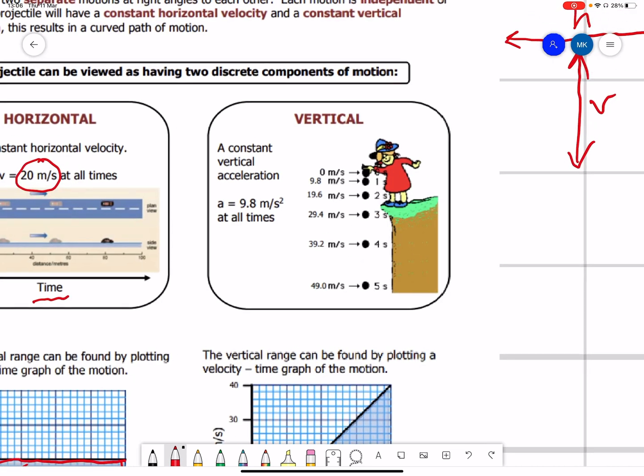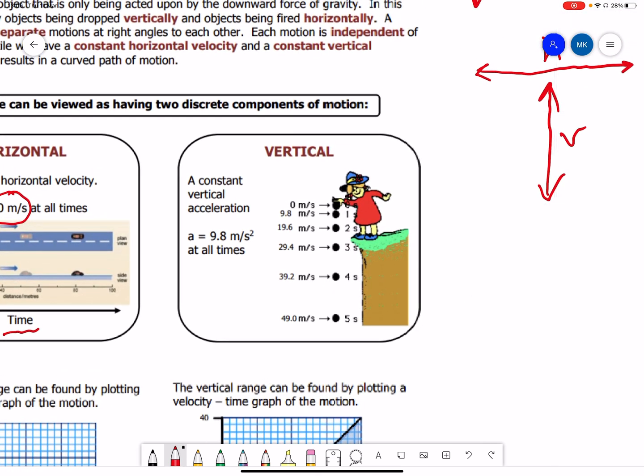Let's look at vertical. Let's say you're on a cliff edge here and you have a stone.